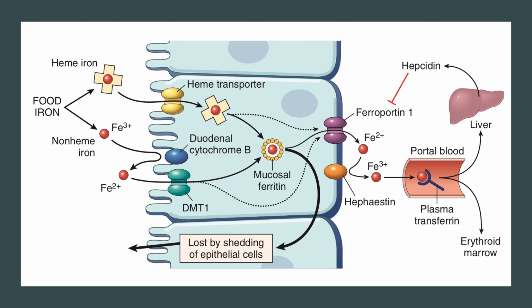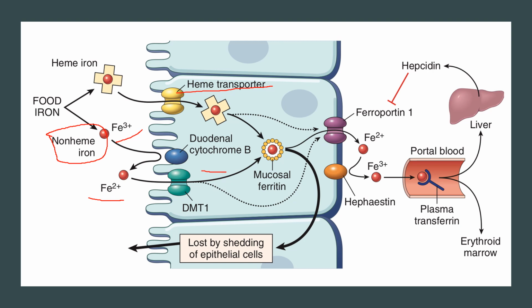So we have two types of iron, heme iron and non-heme iron. Heme iron can get directly into the enterocytes via the heme transporter. Non-heme iron cannot get into the enterocytes; it needs to be reduced. So Fe3+ gets converted into Fe2+ via the duodenal cytochrome B enzyme. Then this Fe2+ enters the enterocyte via the DMT1 transporter.